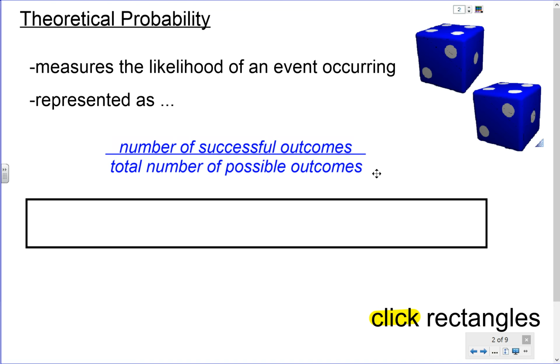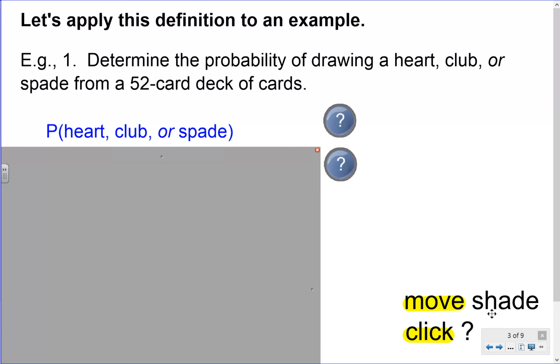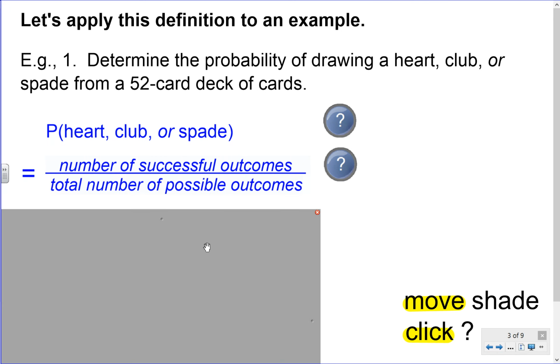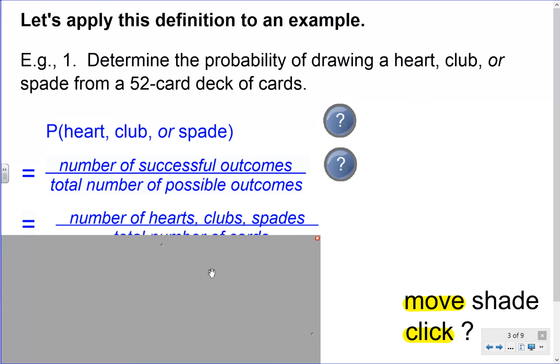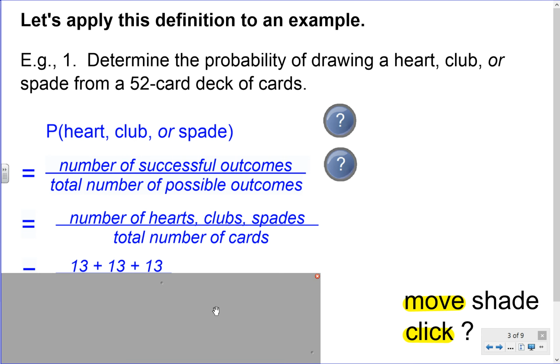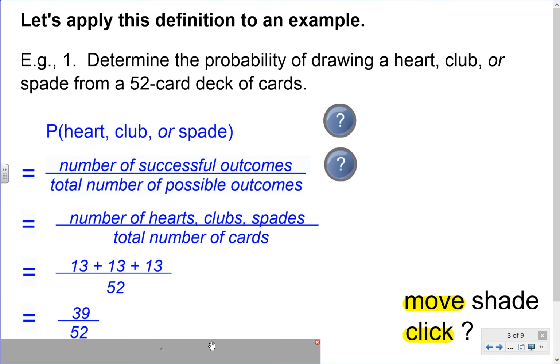Moving on from there, let's give that definition a bit of a workout. So here's an example. Let's see if we can determine the probability of drawing a heart, club, or spade from a standard 52 card deck. What I would have us do is apply that definition: successful outcomes compared to possible outcomes. So if we're successful in drawing those cards, we need all hearts, clubs, and spades, which is 3 groups of 13, divided by a total of 52. So in total, we'd have 39 on 52.